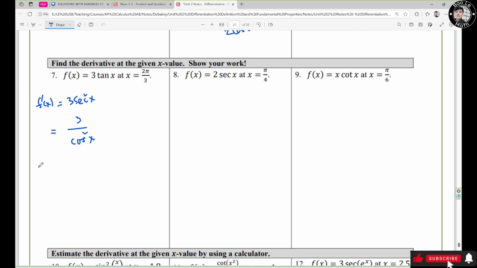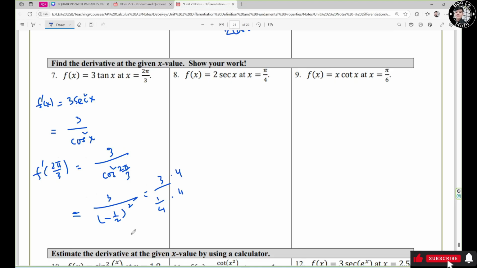So f prime of 2 pi over 3 equals 3 divided by cosine squared of 2 pi over 3. Now, you know that cosine of 2 pi over 3 equals negative 1 half. So this turns out to be 3 over negative 1 half all squared. So it could be 3 over 1 over 4. Now multiply the top and bottom by 4. So the answer is 12.